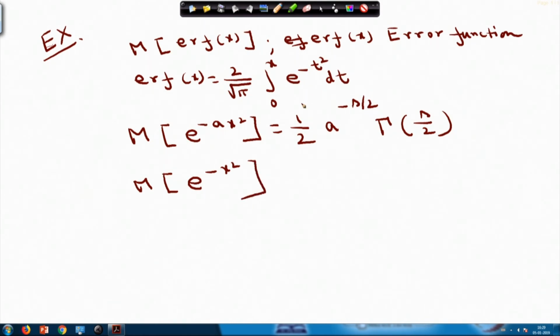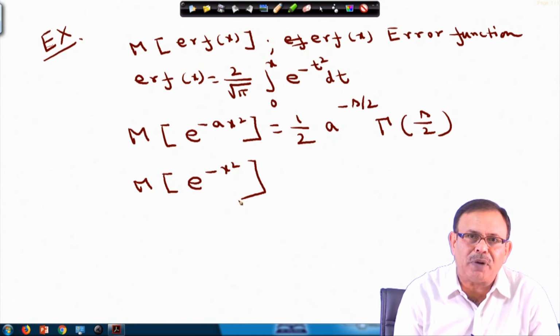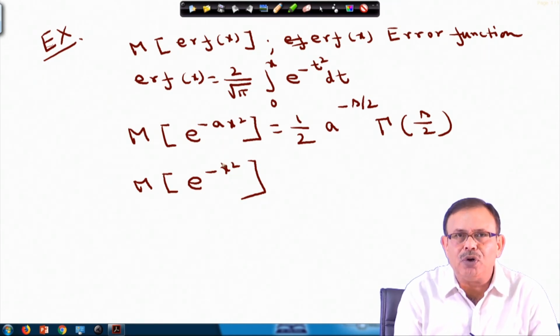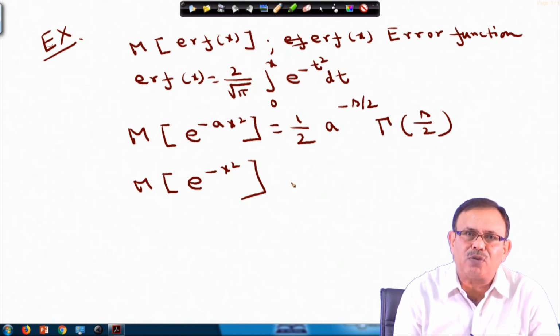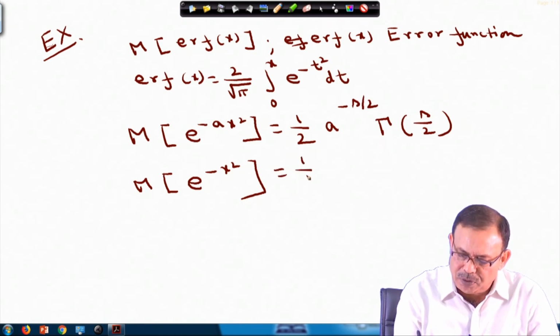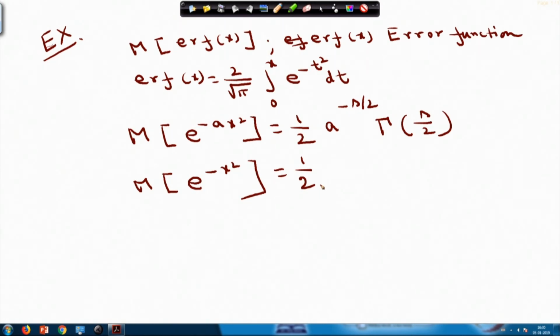As I was telling you, in the erf function it is given as 0 to x e power minus t square. So, we are interested in finding the Mellin transform of e power minus x square. Since we know it, from here you can write down the Mellin transform of e power minus x square. This equals half into gamma(s by 2), here a is equal to 1, and this equals f(s). So, therefore, the Mellin transform of e power minus x square equals half into gamma(s by 2), which is equal to f(s).